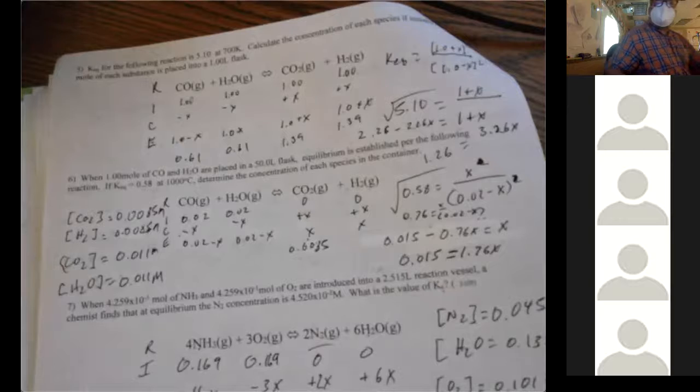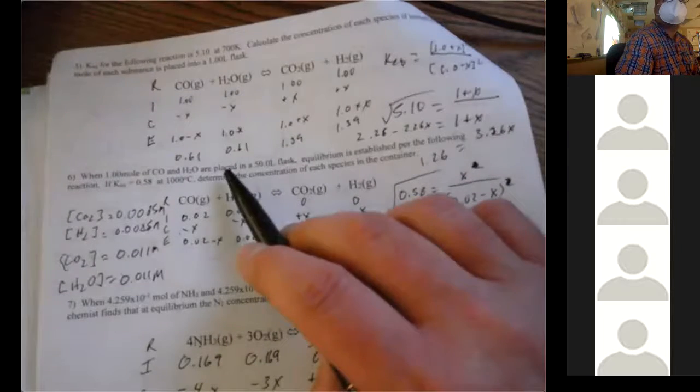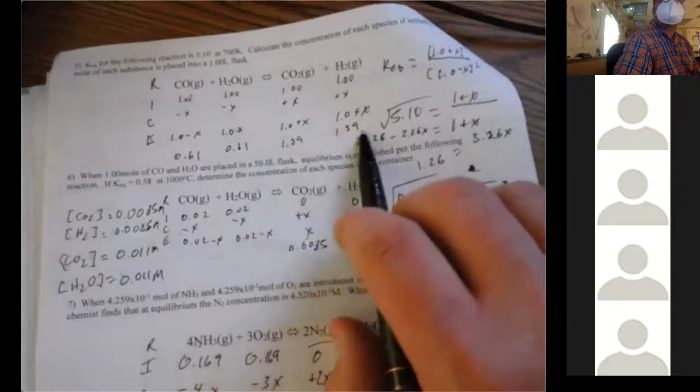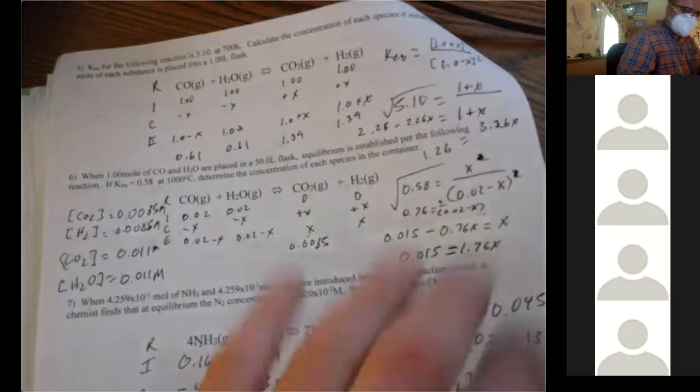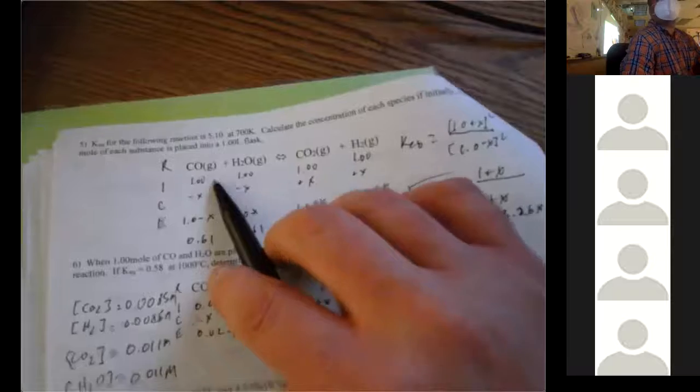So for number 5, X looks like 0.39. I'm just confused. If the moles are all the same, how do you know when to add and subtract X? Like, to which side you do it? That's the thing I said at the beginning.